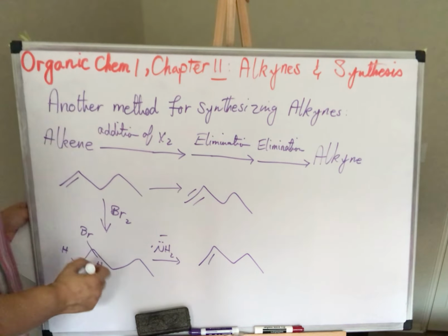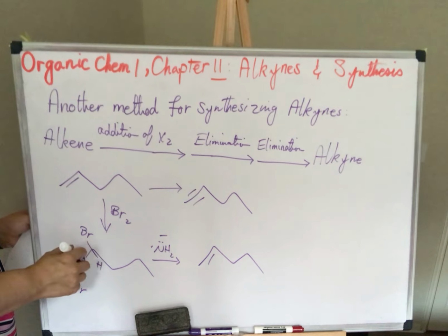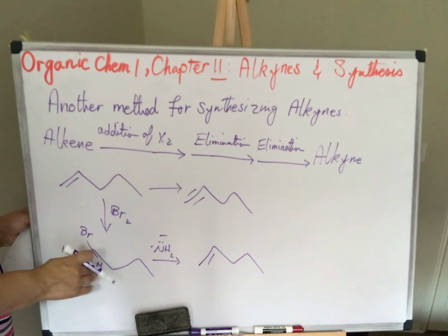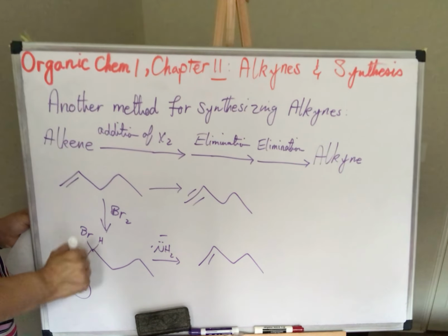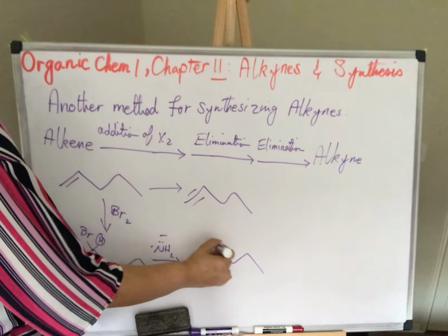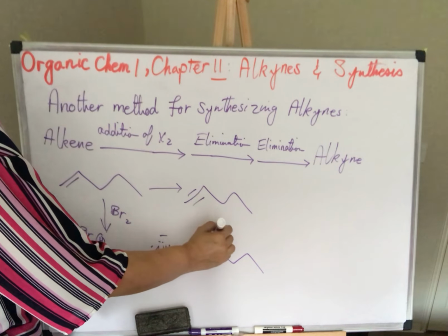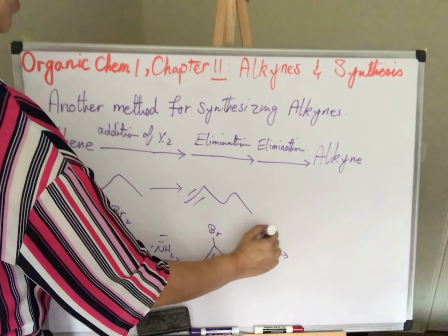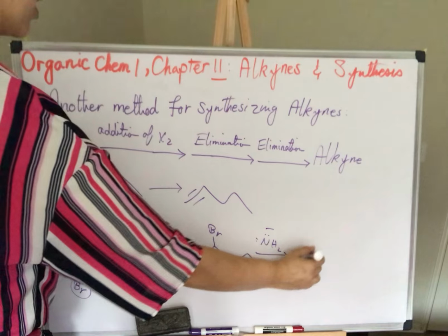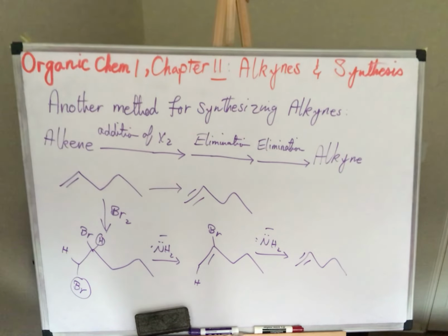Let's say you eliminate hydrogen. So you will end up having this bromine and this hydrogen, and then with another NH2 negative, you can draw the mechanism yourself. So that's another way of synthesizing alkynes. Okay.